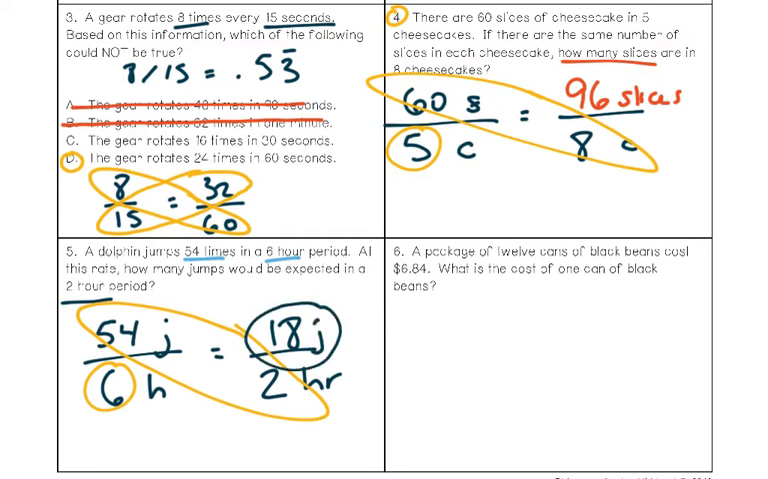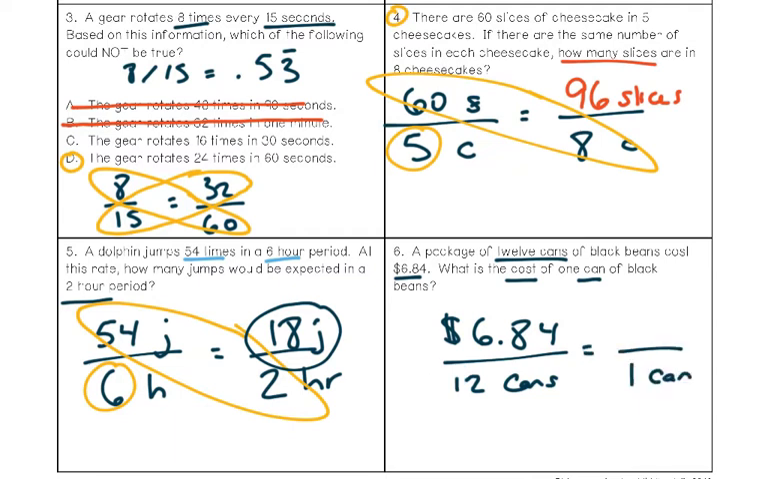Number 6 tells me there's a package of 12 cans of beans, and it costs $6.84. If it's asking me for the cost per can, I need to put the cost in the numerator or on top of my fraction. Since I want to know how much 1 can costs, I'm looking for the unit rate. I know that that line means divide, so I would do 684 divided by 12.